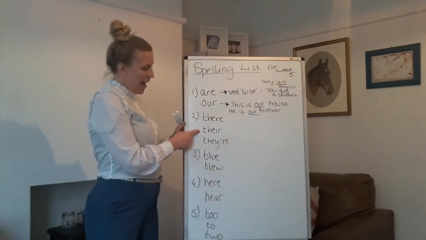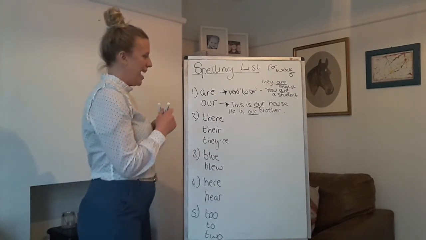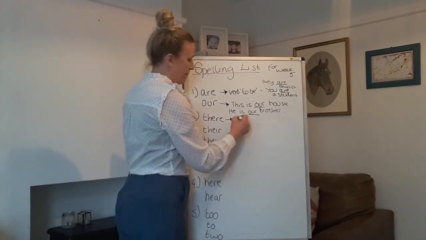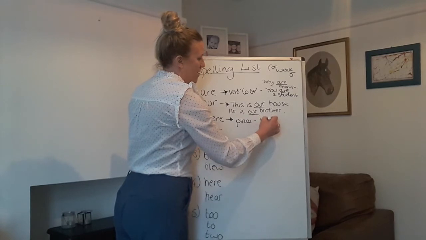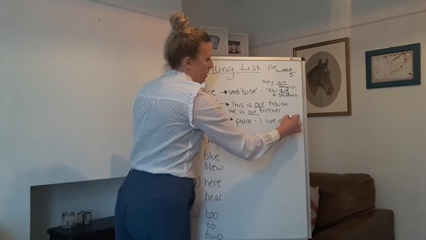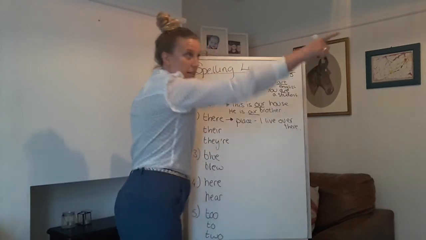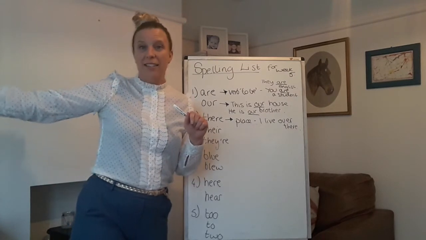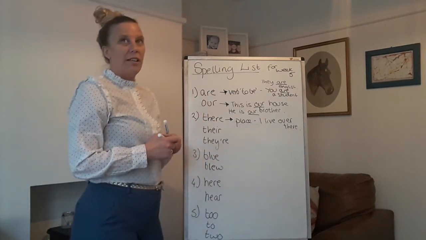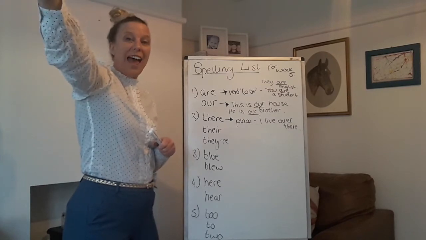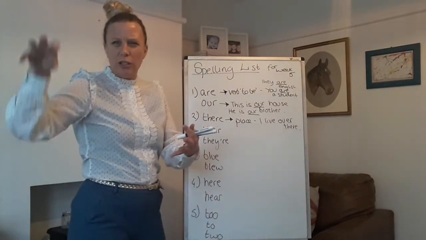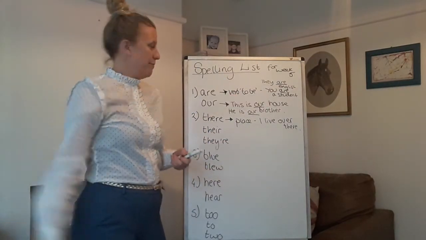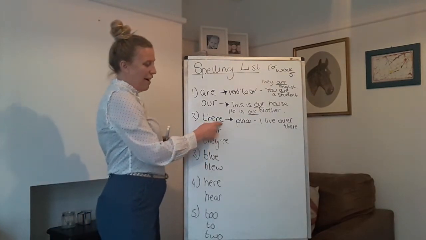Then we've got there and their. Okay? So there is about place. I live over there. Over there. My cat is up there. My car is out there. There is place, position, where something is. Okay, it's there. Where's my bag? It's there. But that's T-H-E-R-E.